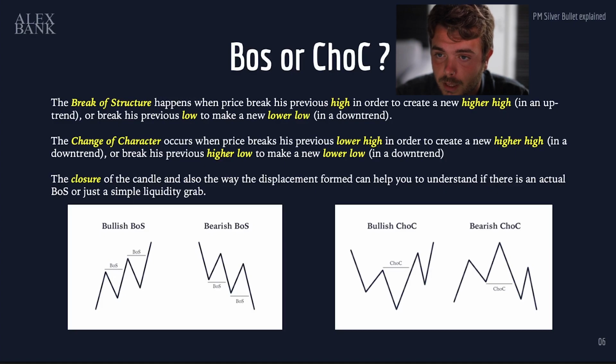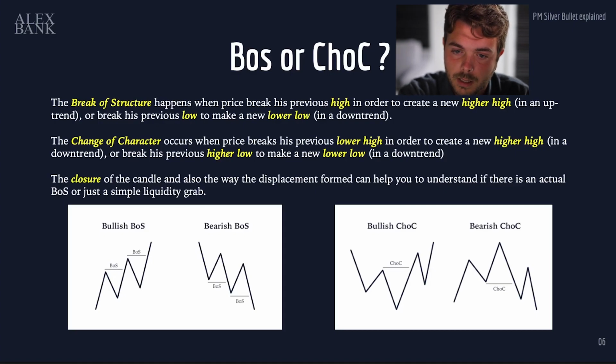With this part, I will explain the difference between the break of structure and the change of character. The break of structure happens when the price breaks its previous high in order to create a new higher high in an uptrend, or breaks its previous low to make a new lower low in a downtrend. So basically it is a continuation of the trend. As you can see down here, I made the example of a bullish break of structure and a bearish break of structure. The change of character occurs when price breaks its previous lower high in order to create a new higher high in a downtrend, or breaks its previous higher low to make a new lower low in an uptrend. So basically it is a change of the market structure.